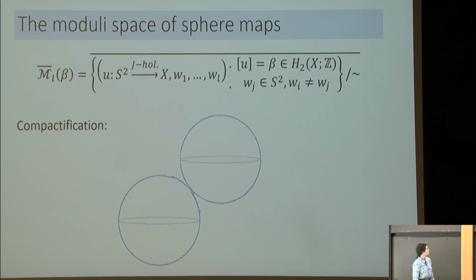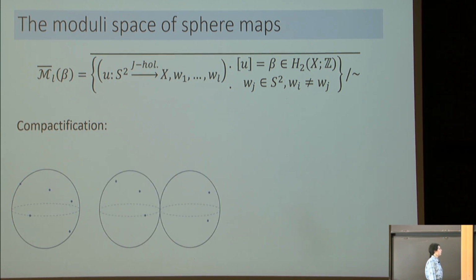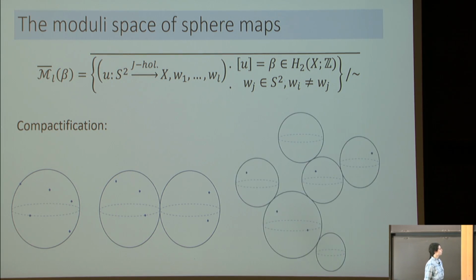So a typical element in the moduli space can look like a map from a sphere, or a map from a nodal curve with one node. And of course this thing that we call bubbling, this creation of nodes, can happen in more than one place. As long as the total degree adds up to the same beta, they would all be possible domains in the moduli space.